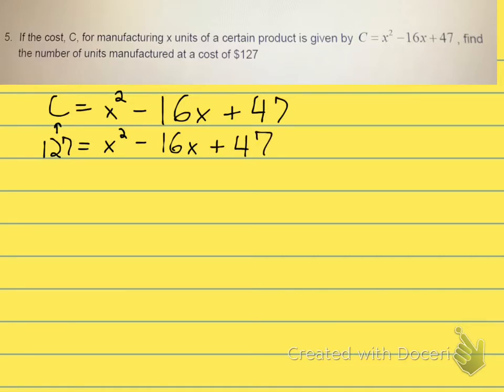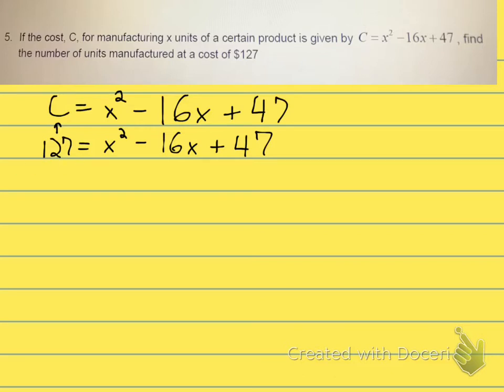All right, what do I have now? I have an equation. It has an equal sign. Is it linear or is it quadratic? It's quadratic. So I need to go back and look through my notes. I need to find the steps for solving a quadratic equation. Step one, set it equal to 0. Is this equal to 0? No, it's equal to 127.